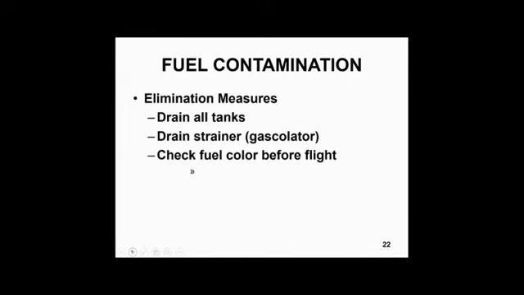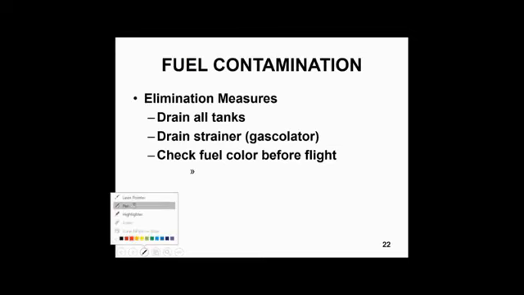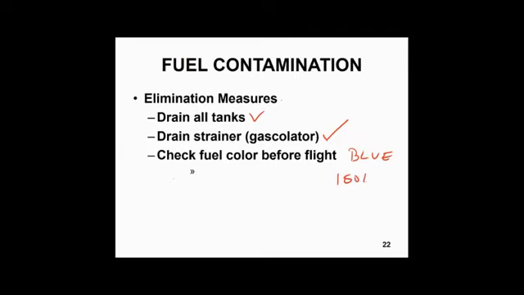Okay, let's see. If there is fuel contamination, of course you drain each tank. And then, of course, you're going to drain the lowest place in the fuel system, the strainer, which is also called a gascolator. And you're looking for blue dye in your 100 low lead fuel. If it's clear or yellow, then it might be jet fuel or car gasoline, and you wouldn't like that because that's just not safe. That's against the law. And that's it.